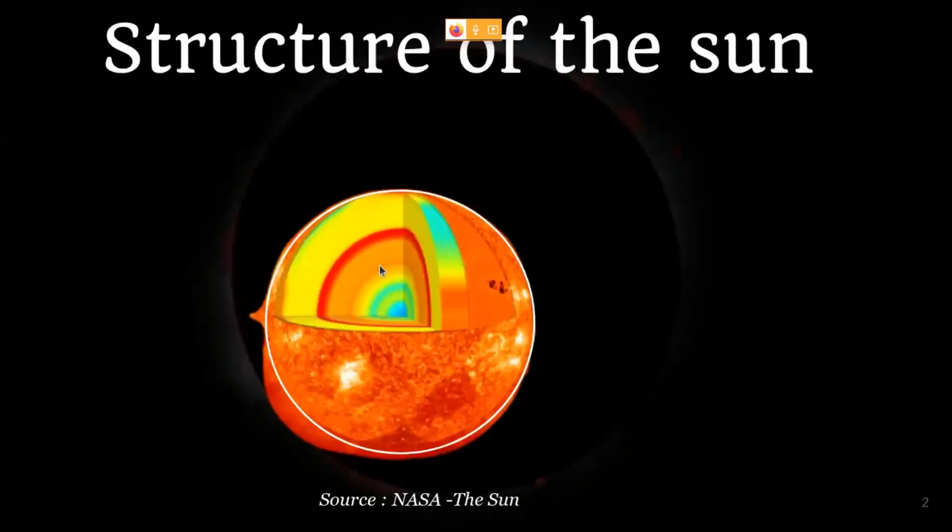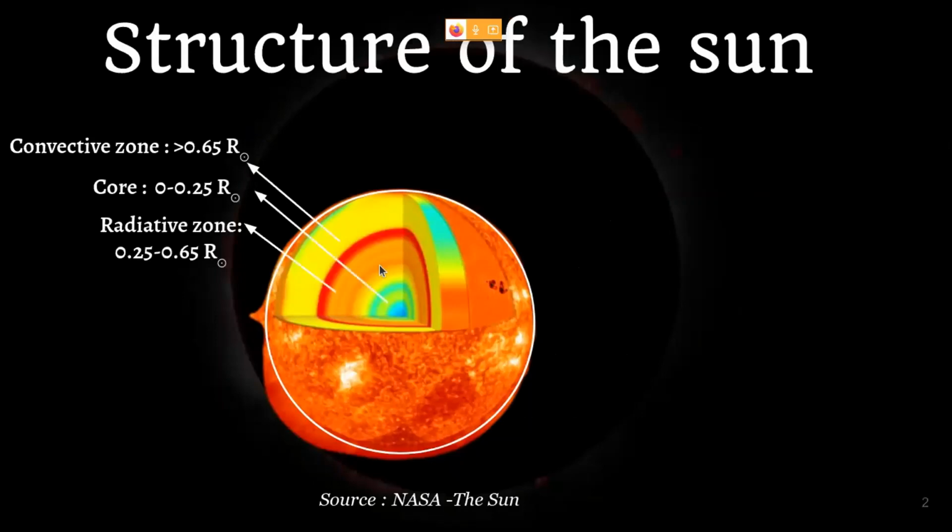I would like to begin with the basics of the sun, and then we'll proceed towards what exactly the project is. So this is a picture of the sun which shows different regions. Let's begin with the interior of the sun, which consists of the convective zone, core, and radiative zone. As we go inward towards the core, the temperature of the sun's interior goes on increasing.